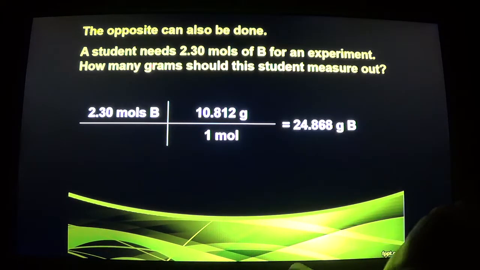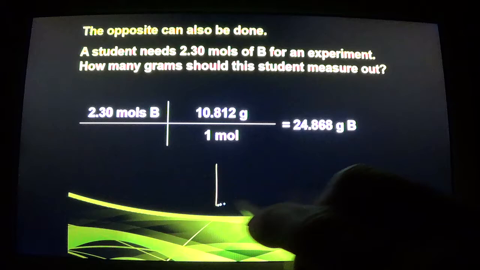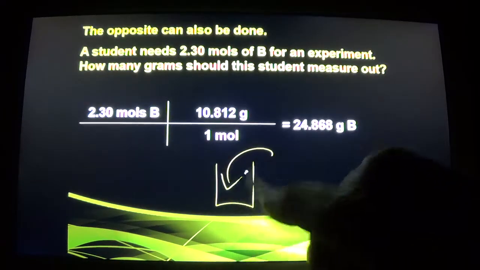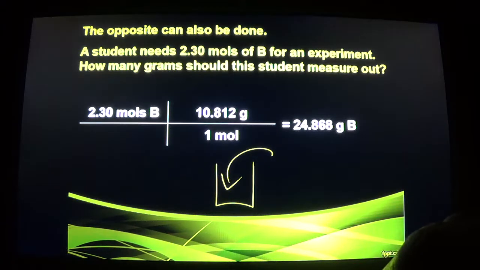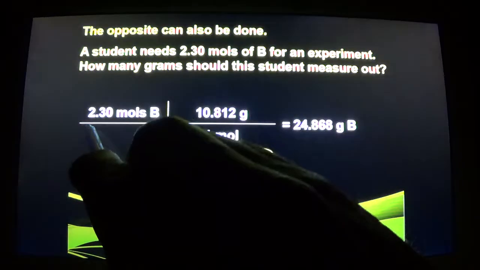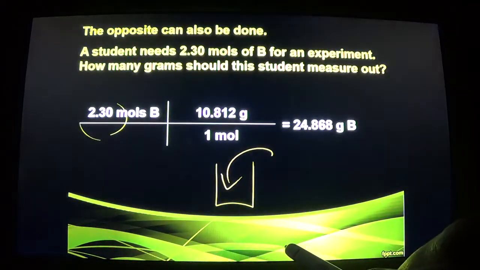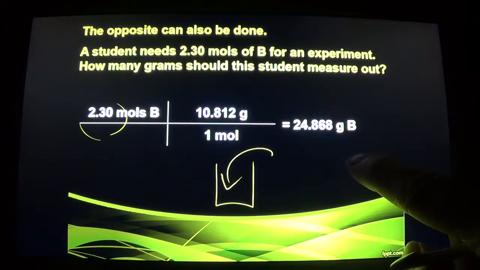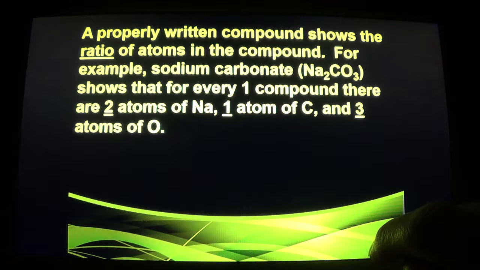24.868 grams of boron. So in lab, I want to take my little cup or whatever I'm measuring into, and I want to measure in 24.861 grams. And then I know I have that 2.30 moles in that cup.